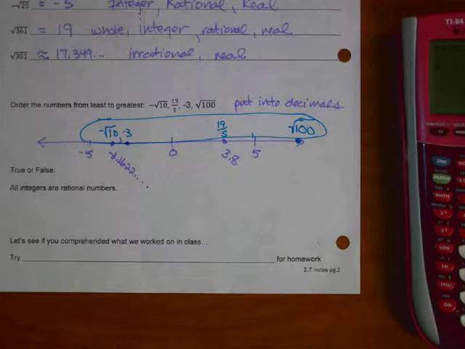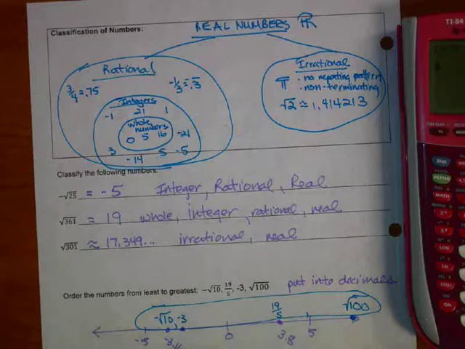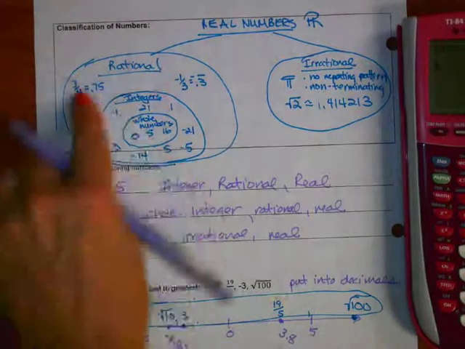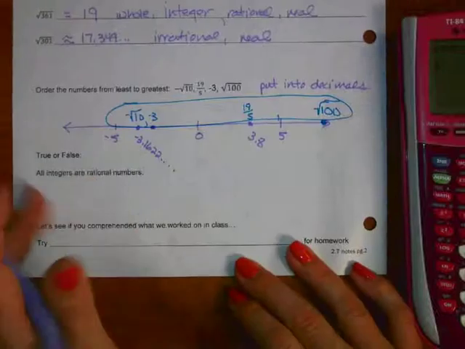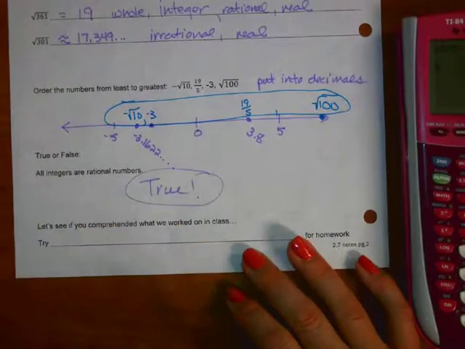All integers are rational numbers. Is that true or false? Look up here. All integers are rational numbers. That's true. See, these fall into this category. Okay? So true. That was a long one.